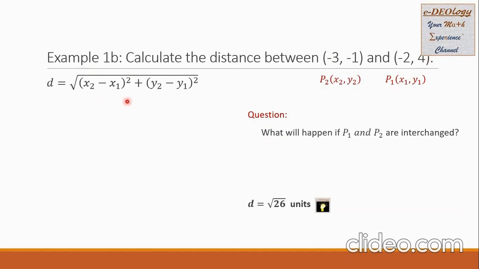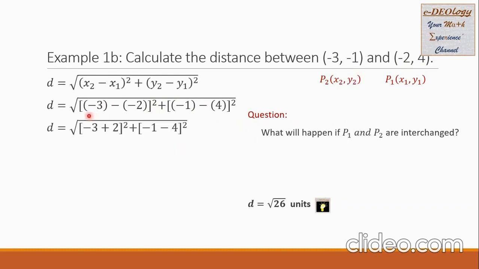Let us substitute the values. The x sub 2 is the negative 3, then minus x sub 1 is negative 2. Of course, we write the square, then plus y sub 2 is negative 1, then minus y sub 1 is positive 4. Then let us simplify this equation.